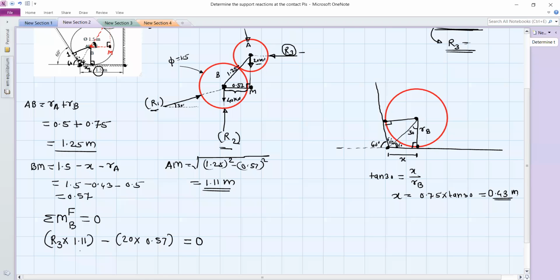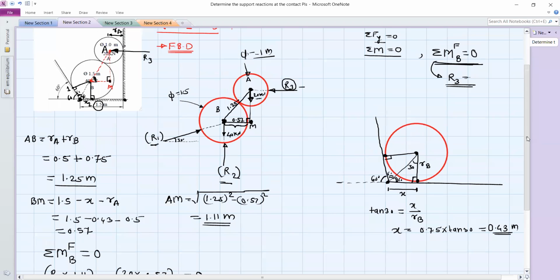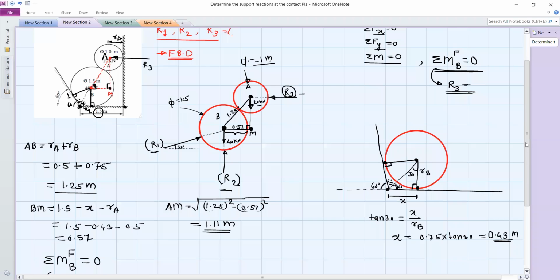Okay, so directly you will get the reaction R3 from this equation. So reaction R3 is equal to 10.27 kilonewton. Okay, so this is your first unknown out of the given three unknowns, R1, R2, and R3. And then you can use summation Fx and summation Fy.